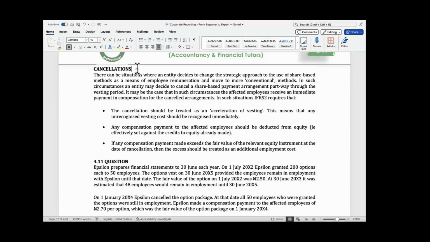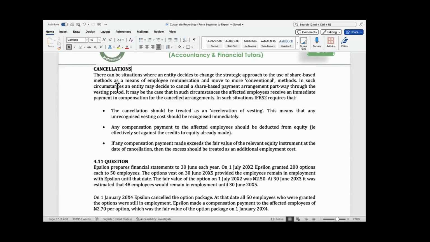Or maybe the owners just feel they need their shares back. They don't want to sell so many shares to people, and they decide to buy it back or cancel. I mean, the idea is that they want to cancel this share-based payment. And for it to be cancellation, that means it has already started. So they just decided that, okay, we are not doing it again in the middle. So how would that affect our accounting?